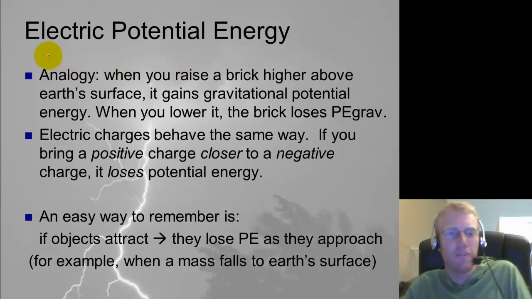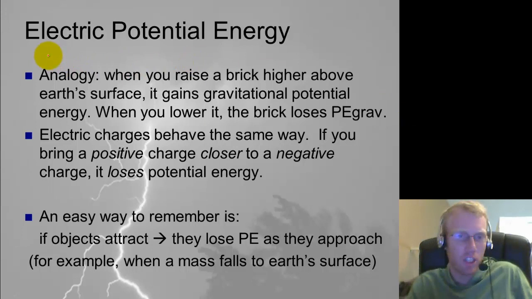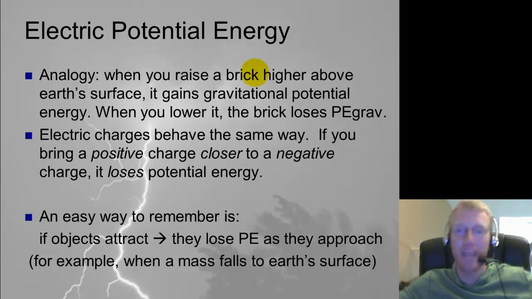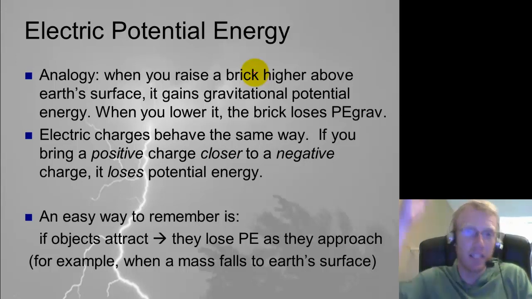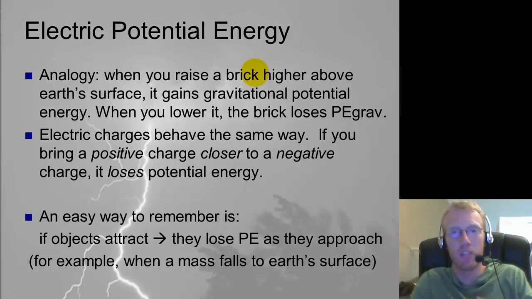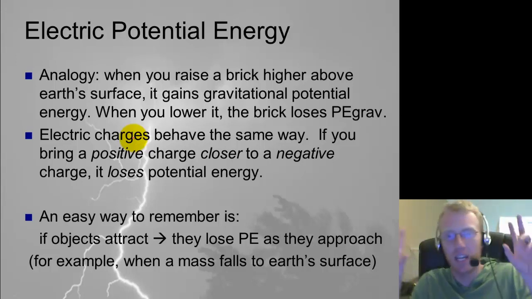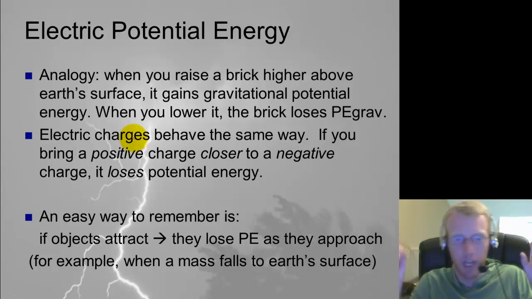So first, an analogy between gravitational potential energy and electric potential energy. If you were to raise a brick higher and higher and higher and drop it, when you lower it, it loses potential energy. When you raise it, it gains potential energy. So there's some property of the brick, in this case the height, which is telling you how much potential energy it has. Electrical charges behave the same way, except instead of actual physical height or distance raised, it's this kind of abstract or conceptual height.